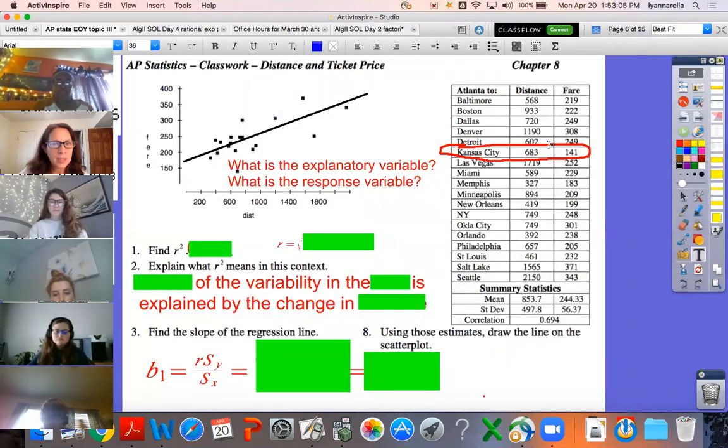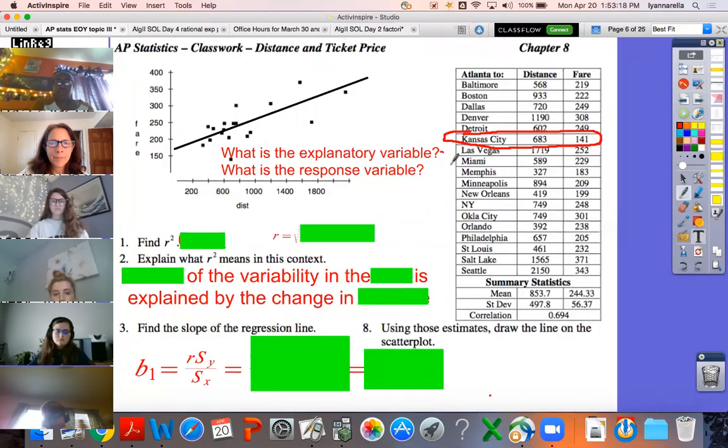So I circle Kansas City. That appears to be the outlier. The explanatory variable is the x-axis. The response variable is the y-axis. So explanatory is the distance, and the response is the fare.